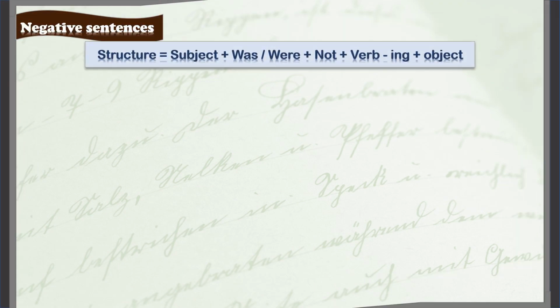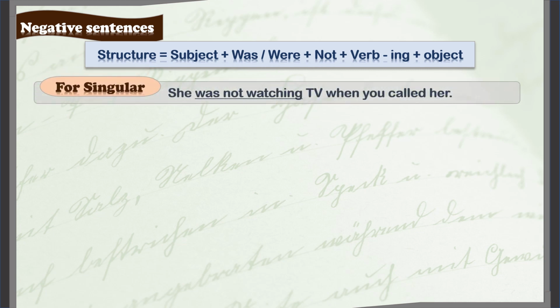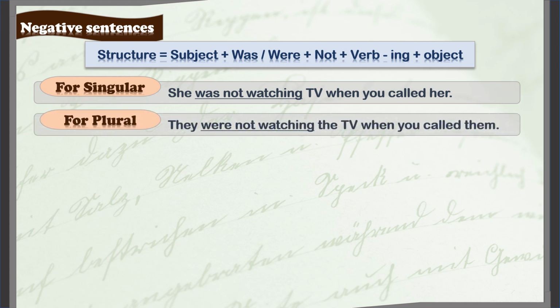Look at negative sentence. Structure is subject plus was or were plus not plus verb with ing. For singular, she was not watching TV when you called her. For plural, they were not watching TV when you called them.